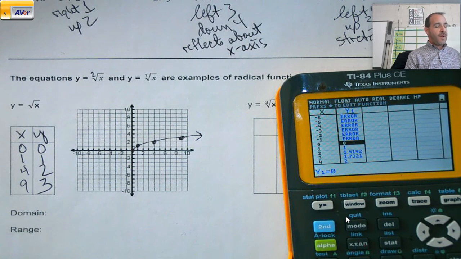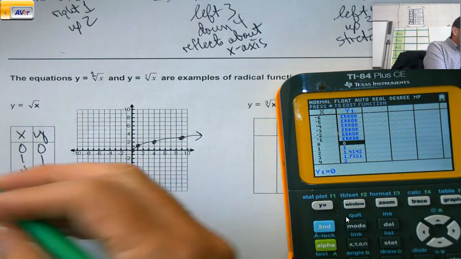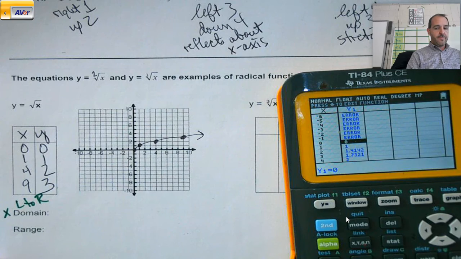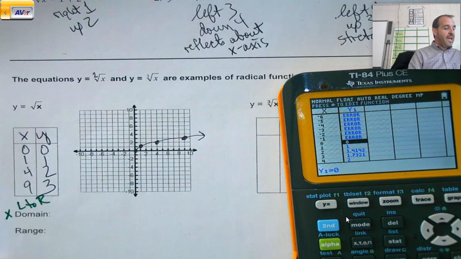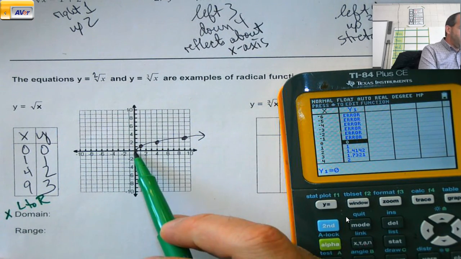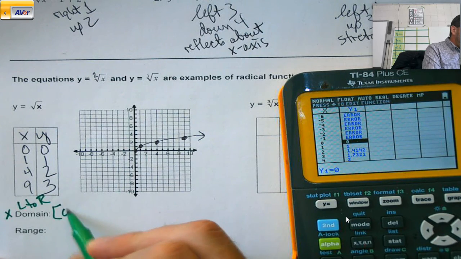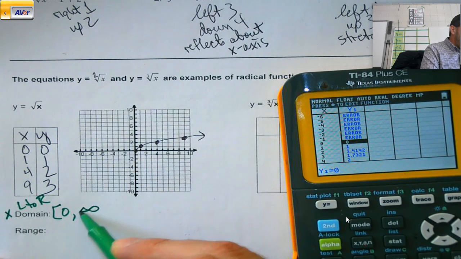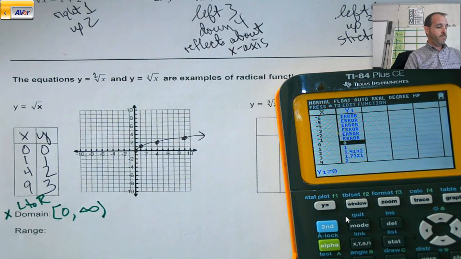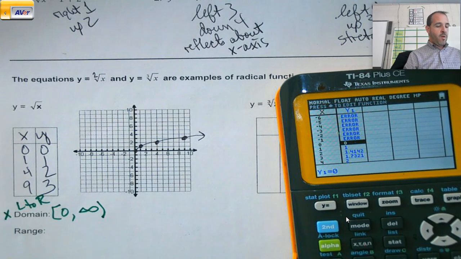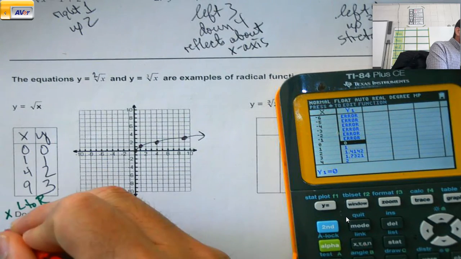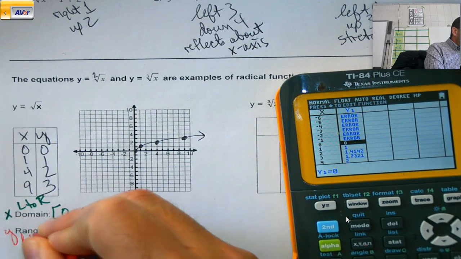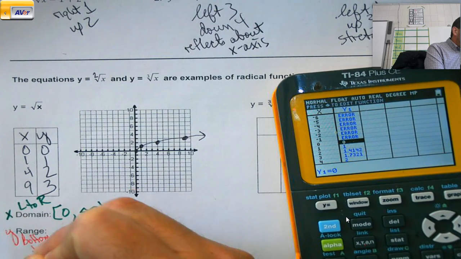Okay. Domain and range. Reminders here. Domain, x values from left to right. And if I look at my graph, it starts here at 0 and goes up. There's my arrow forever to the right. Okay. My range. My y values from bottom to top.